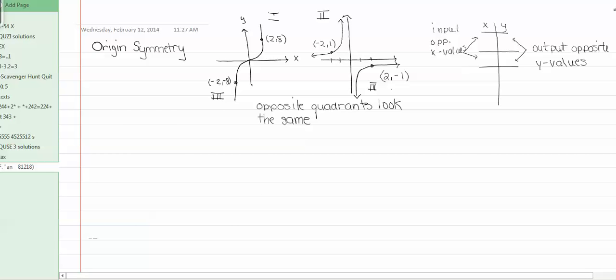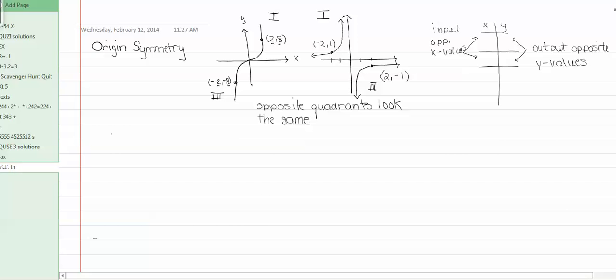And the other way that you can tell is when you input opposite values of x, the output now will be opposite values of y, and you can see that with the coordinates that I have on these two graphs here. The input is plus and minus 2, but the output is plus or minus 8, which is a little different than what we saw with y-axis symmetry. When we input opposite values of x, we saw the same y value out for y-axis symmetry. Let me give you an example of origin symmetry.